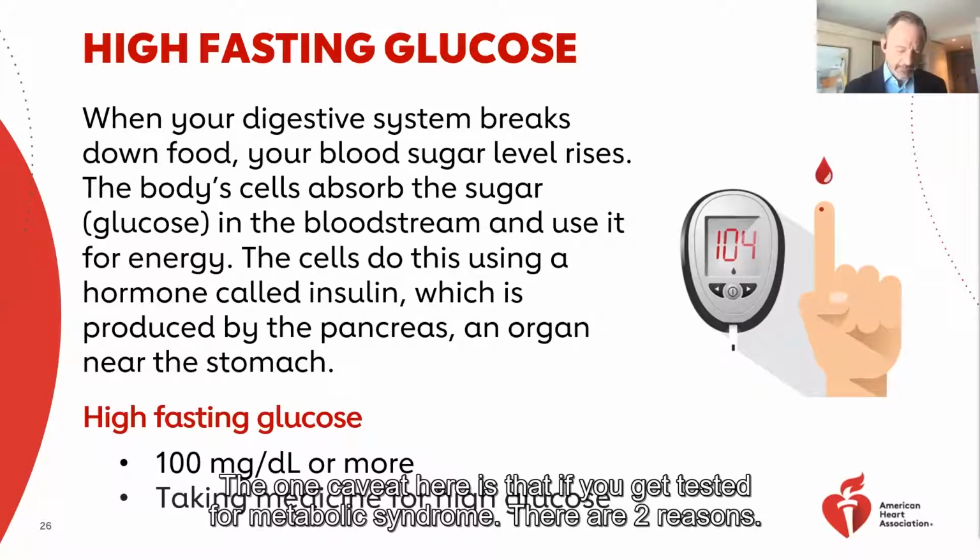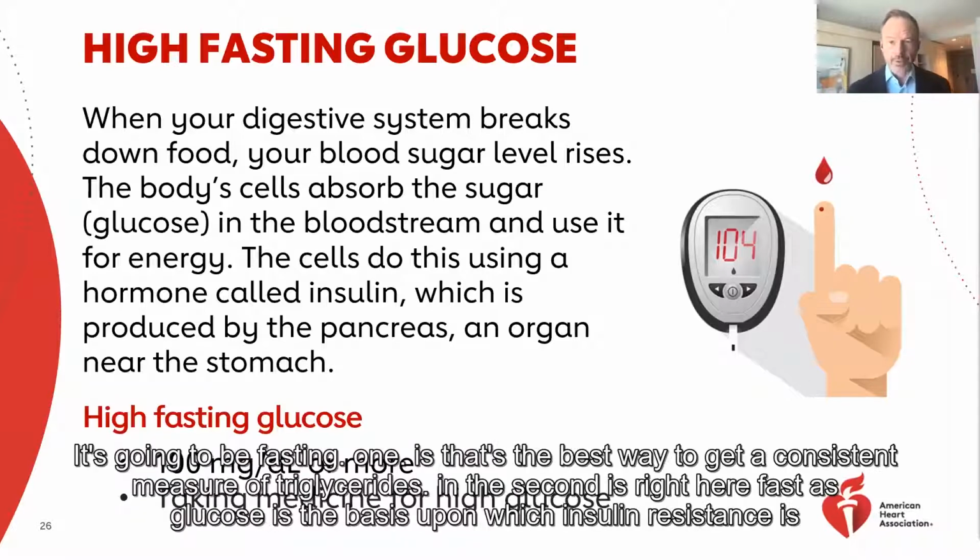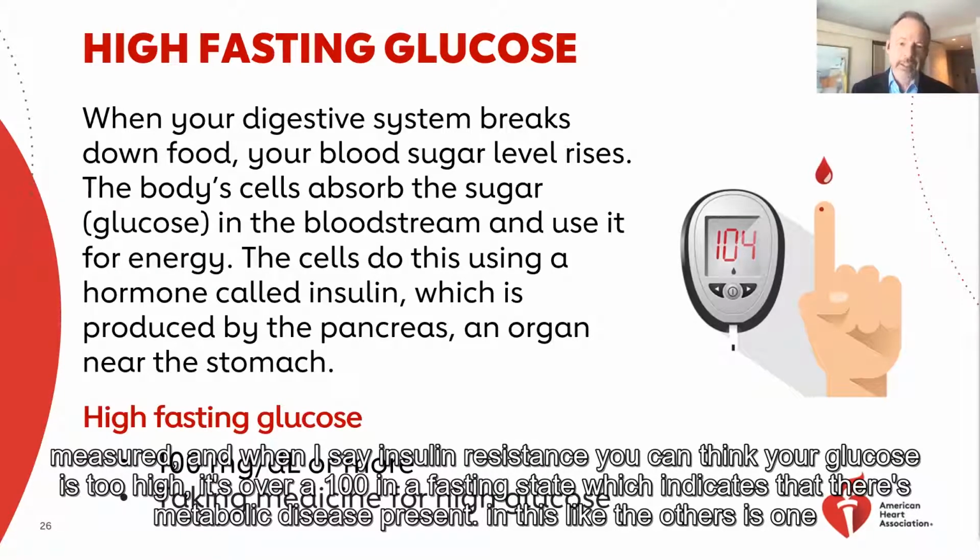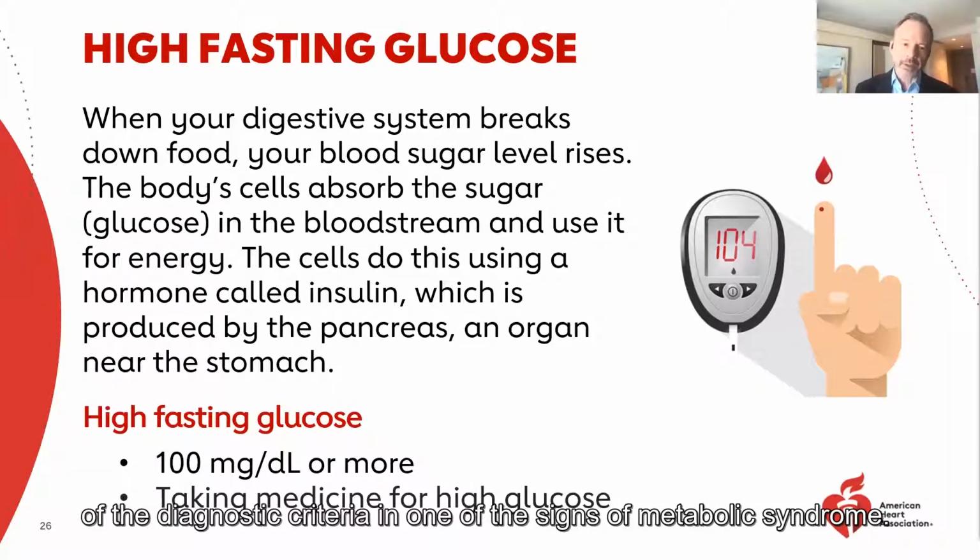The one caveat here is that if you get tested for metabolic syndrome, there are 2 reasons it's going to be fasting. One is that's the best way to get a consistent measure of triglycerides, and the second is right here. Fasting glucose is the basis upon which insulin resistance is measured. And when I say insulin resistance, you can think your glucose is too high. It's over 100 in a fasting state, which indicates that there's metabolic disease present. And this, like the others, is one of the diagnostic criteria and one of the signs of metabolic syndrome.